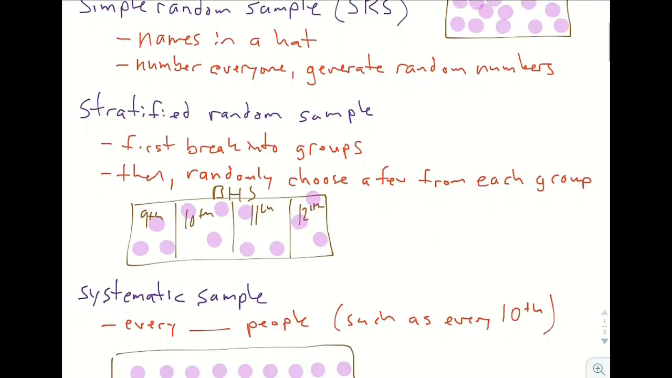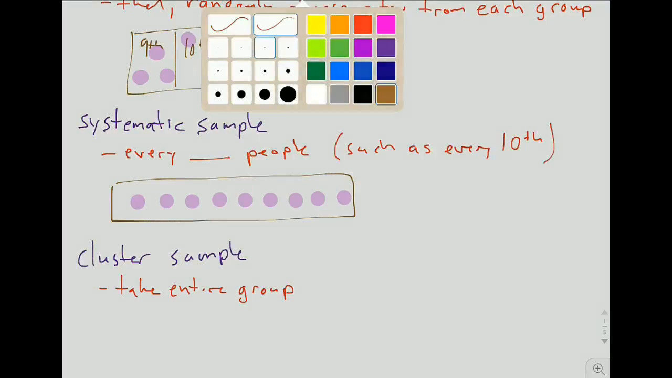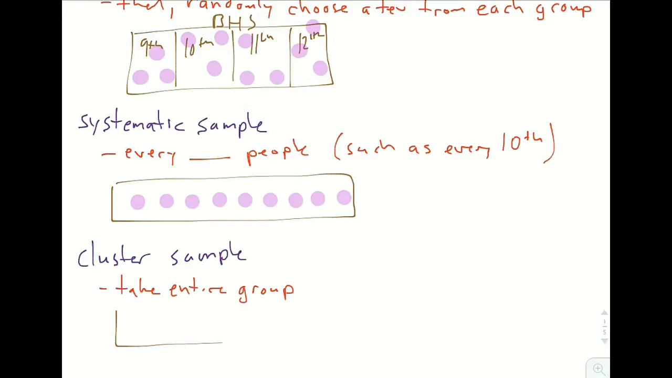So we have simple, stratified, systematic, and now we're going to do cluster sample. And a cluster sample is where you divide things into groups, but you take the entire group. So an example of that would look something like if you took the school and divided it up into lunch tables, and then a cluster sample would say we're going to take this entire group, and you randomly choose the groups, but once you do it, you take the entire group.